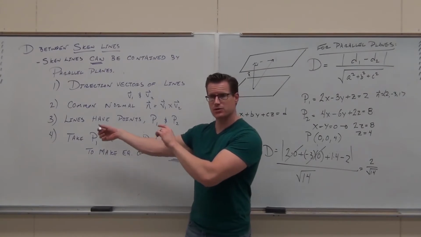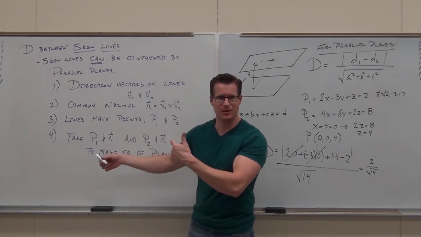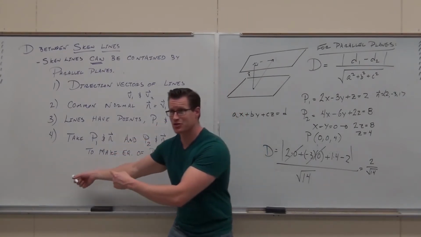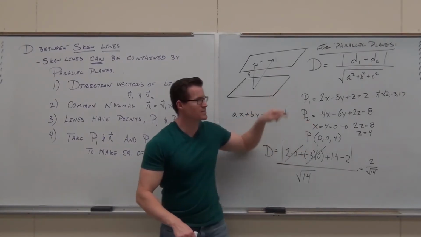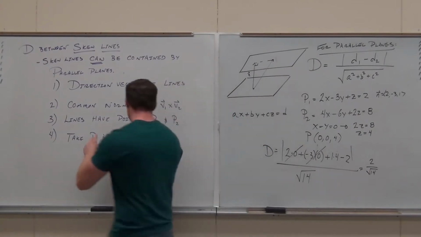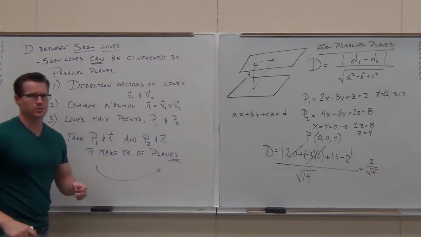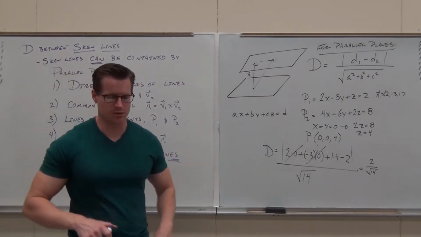So when you find those 2 planes that are parallel, you have the equations, right? Those equations are going to have some d's in them. Take the d's, take the common normal, distance between parallel planes. So after this stuff, distance between parallel planes. That's the idea on how you would do it.